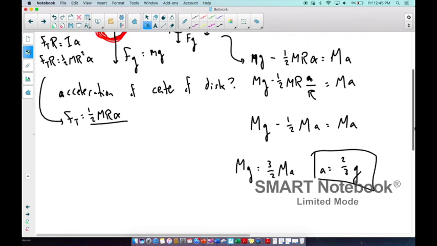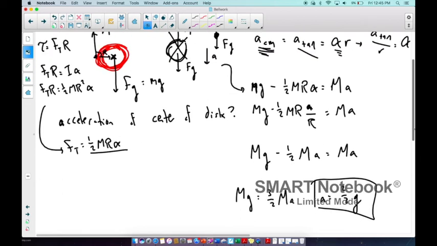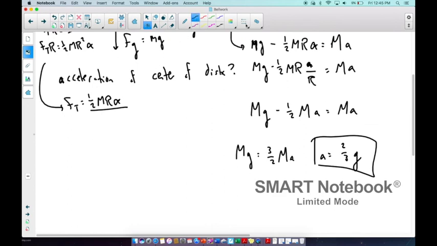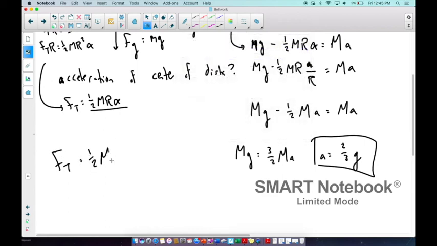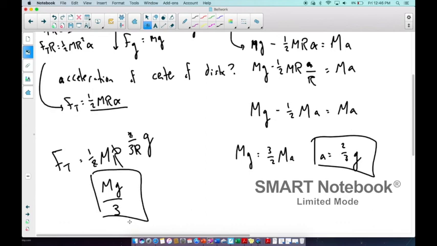So then to figure out the force of tension, I can figure out what alpha is now. I have regular translational acceleration in terms of little g, 2/3 g. And I know that alpha is that divided by r. So I can say, therefore, that the force of tension is 1/2 mr alpha, which is a over r. So 2/3 r times g. And my r's are going to cancel out. And it looks like my 2's are going to cancel out, so it looks like I get mg over 3 is the force of tension.